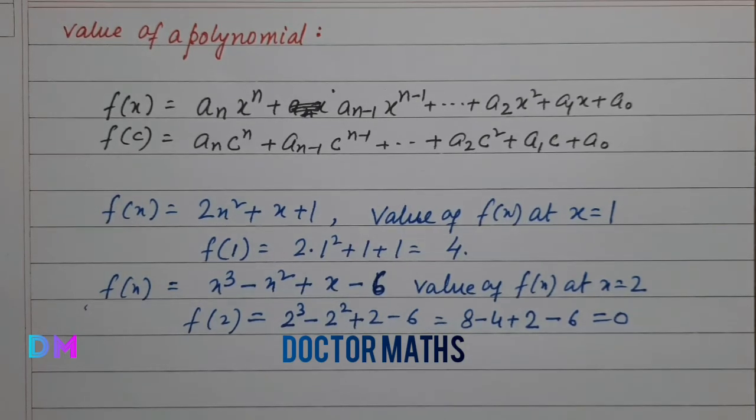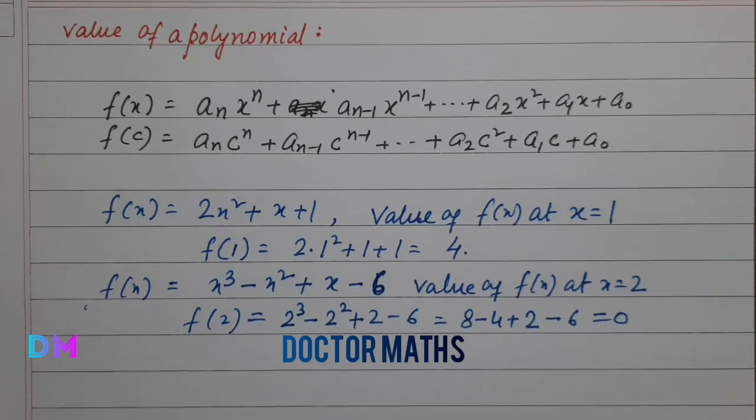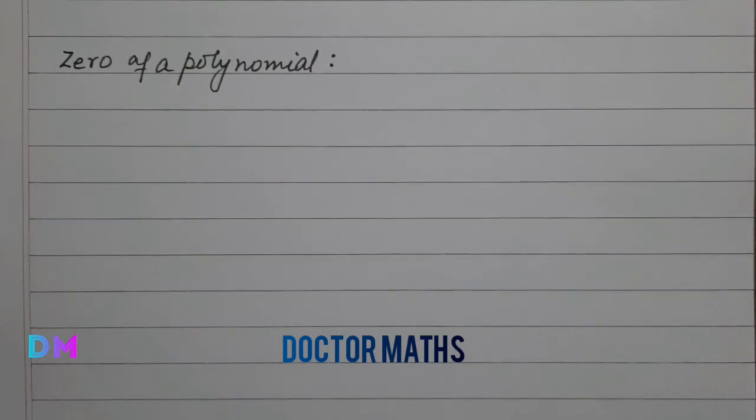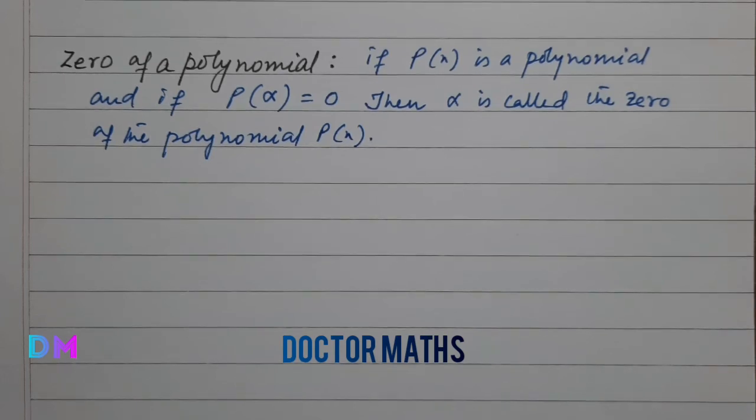Now we can say that for this second polynomial f(x), the value of f(x) at x equals 2 becomes 0. So therefore x equals 2 is known as a zero of the polynomial. So what is the meaning of a zero of a polynomial? The definition is: if p(x) is a polynomial and if p(alpha) equals 0, that is, the value of p(x) at x equals alpha becomes 0, then alpha is called a zero of the polynomial p(x).